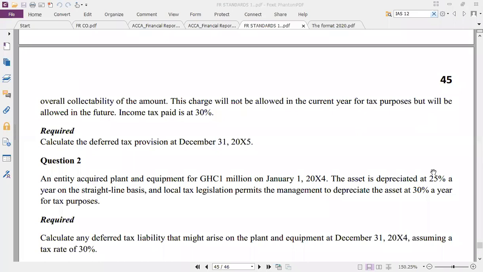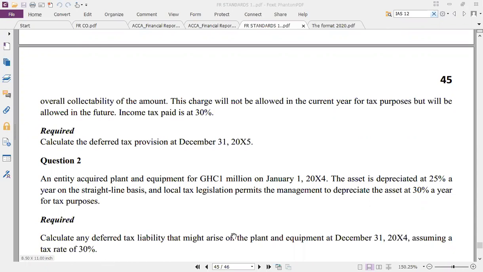Now let's solve it together. First, the cost of the asset is 1 million. And then the asset is depreciated at the rate of 25% on the straight line. But the local tax legislation permits the management to depreciate the asset at 30% a year for tax purposes. So here we are just asking for the first year. What will be the deferred tax provision for the first year, assuming the tax rate is 30%? Just the first year we are looking for.